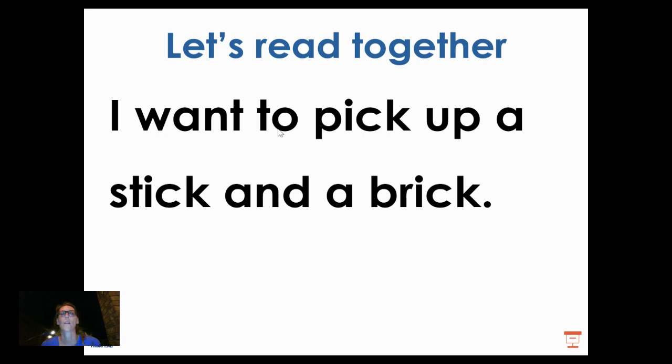I want to, okay, it should say toe, right? Because we just talked about that if a word ends in a vowel and doesn't have a consonant after it, it should make its long sound. But what happens here is it doesn't. To. And do does the exact same thing. Okay. I want to pick up a stick and a brick.